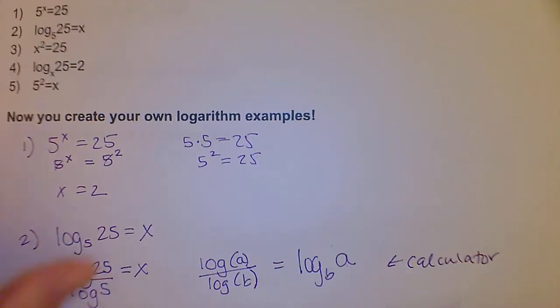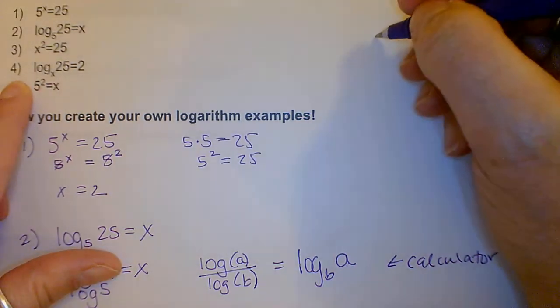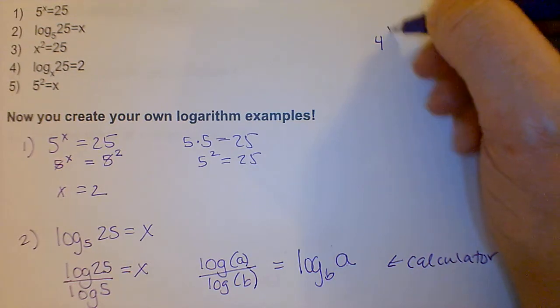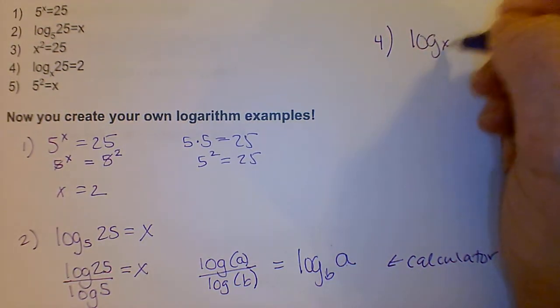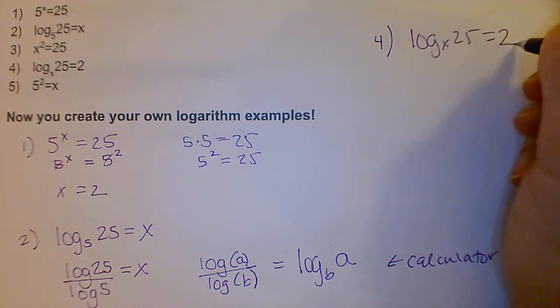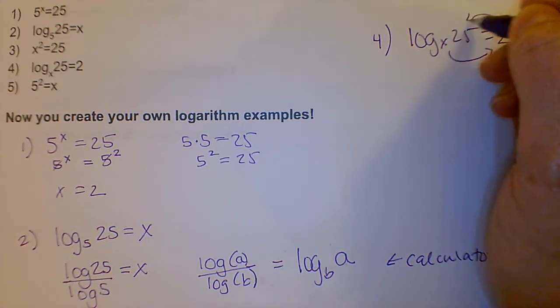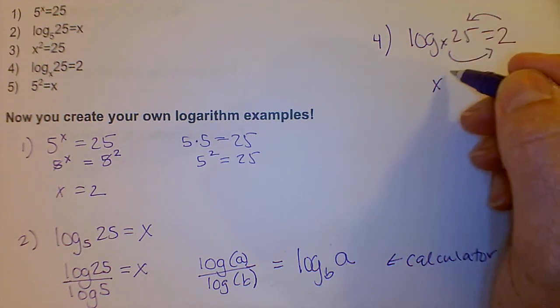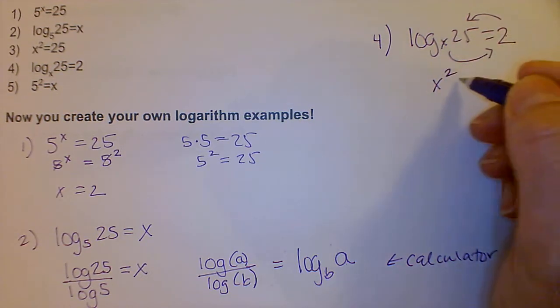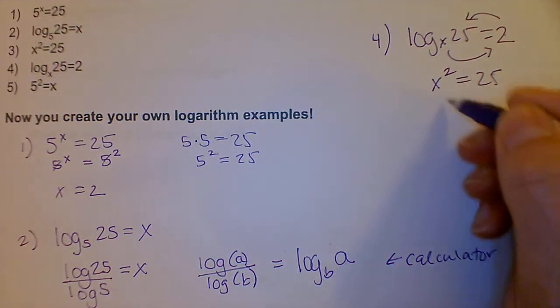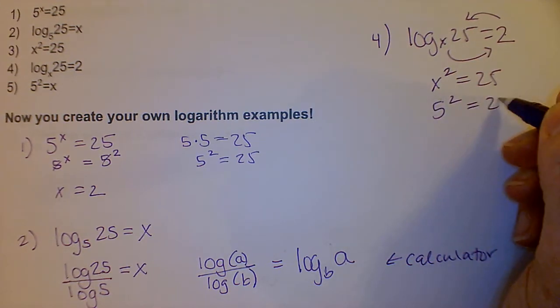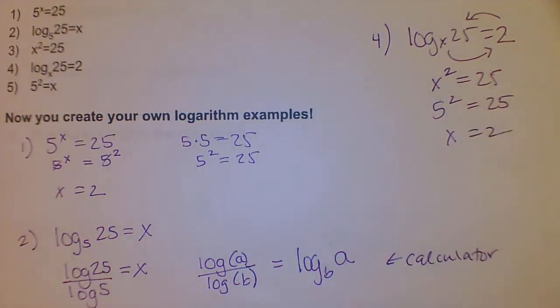All right, let's try number 4. Number 4 is right here. Oh, look at that. Log base x of 25 equals 2. That's the one that we just did down here. So let's transfer it over so that we can do mental math. Base is x. Exponent is 2, 25. And we know 5 squared equals 25. So x equals 5.